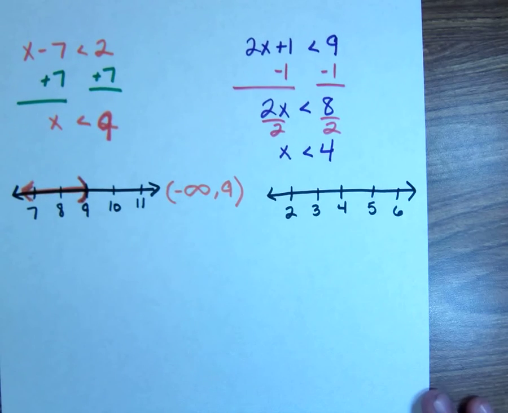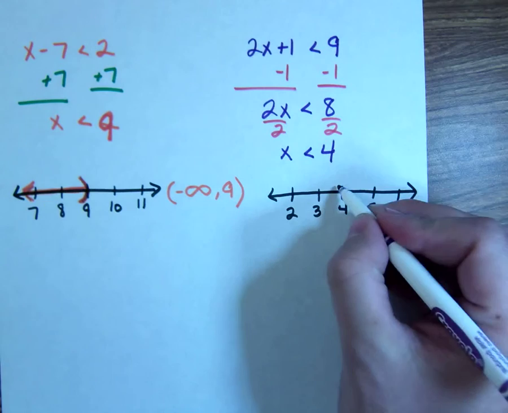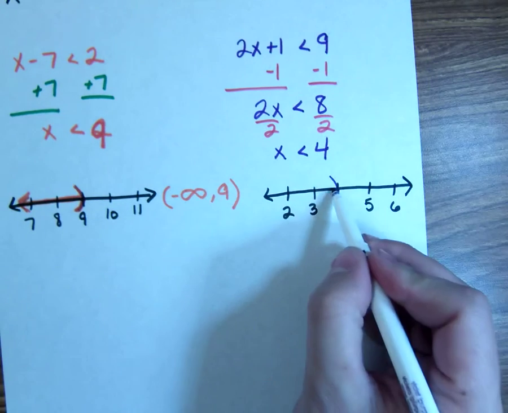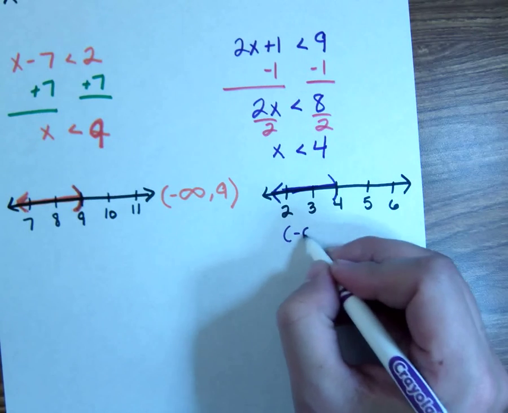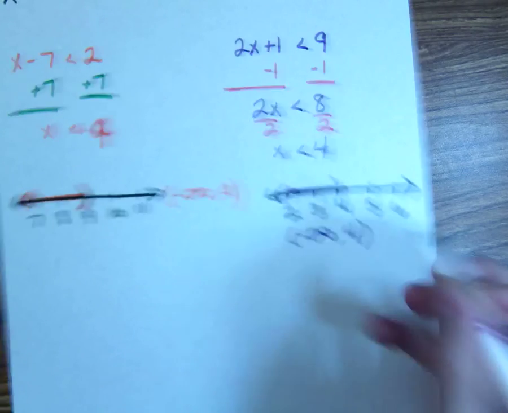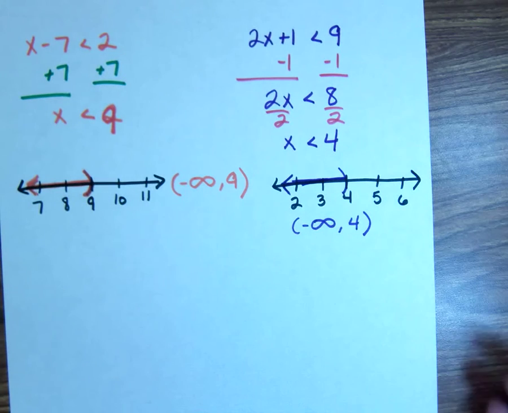X is less than 4. So this is all the numbers 4 and below. So parenthesis on 4 with a line going down. This would be negative infinity to 4 in my interval notation. Okay.